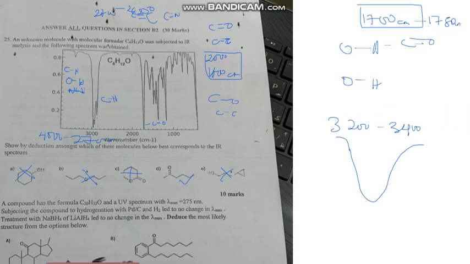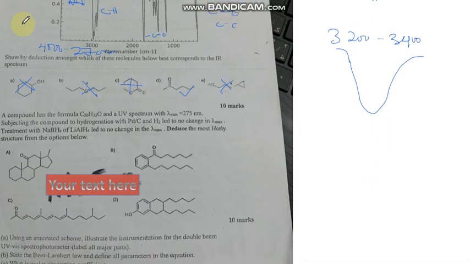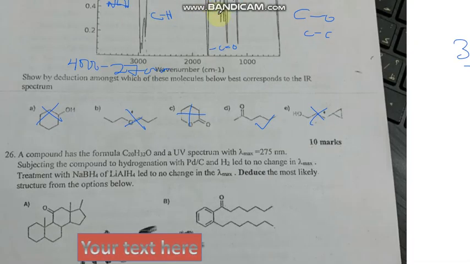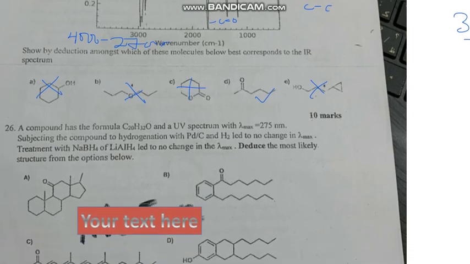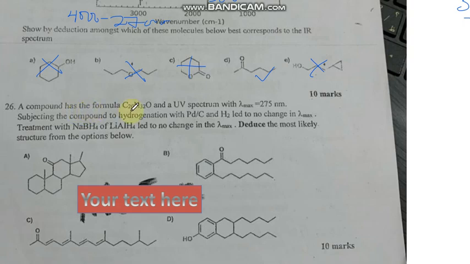Now let's analyze the other question. Question 20, the next follow-up question. Okay, so the question says that a compound has a molecular formula C20H32O and a UV spectrum with absorption, let's say lambda max of 275. Subjecting the compound to hydrogenation with Pd/C and hydrogen led to no change in wavelength. Treatment with sodium borohydride or lithium aluminum hydride led to no change in wavelength. Deduce the most likely structure from the options below.